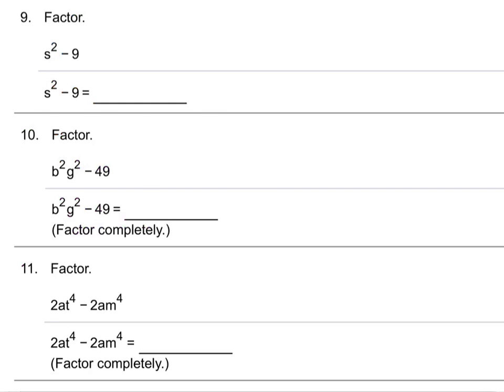So b squared g squared minus 49. So number 10. B squared g squared minus 49. Can you factor that one? Same kind of thing as the one we just did. So 2 parentheses. Front times front to be b squared g squared. What's that? What times what's b squared g squared?